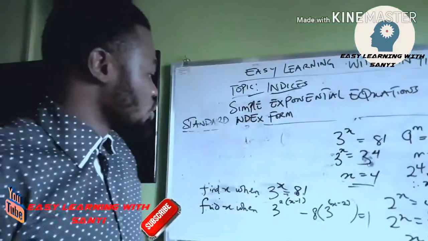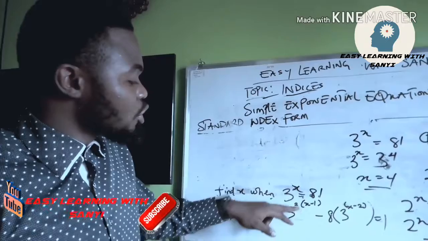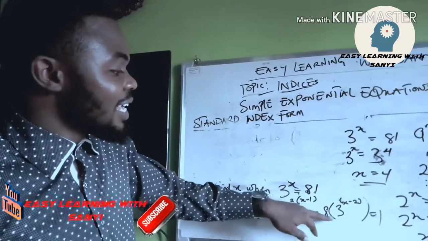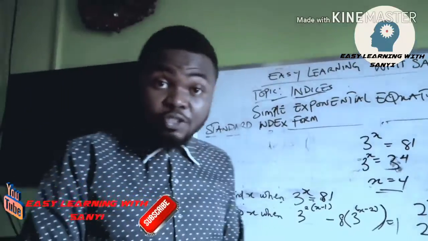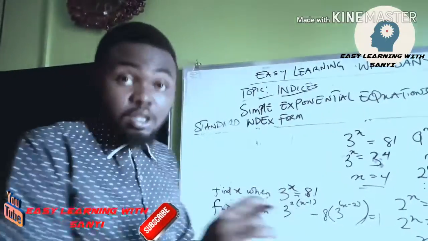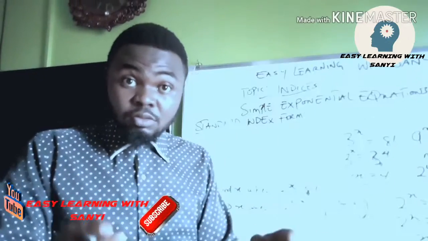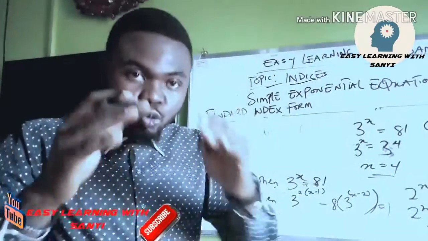Now let's solve the second equation, simple exponential equation number 2. They say find x when 3 raised to power 2x minus 8 times 3 raised to power x minus 2 minus 1. This is the question. I know some of you might have seen these questions in some examination or quiz, so I'll solve it so that you know how to go about it.